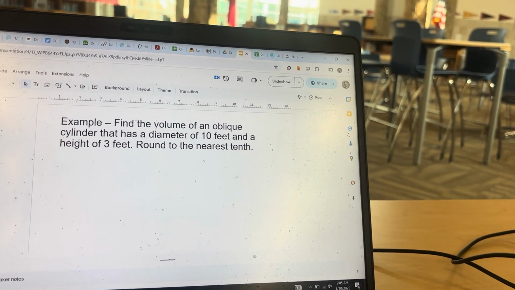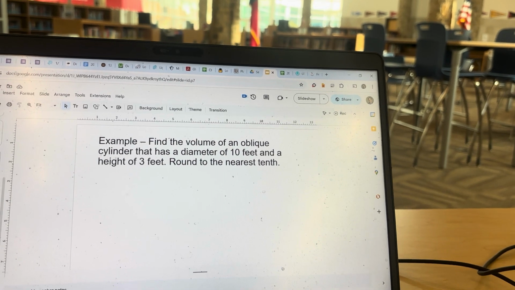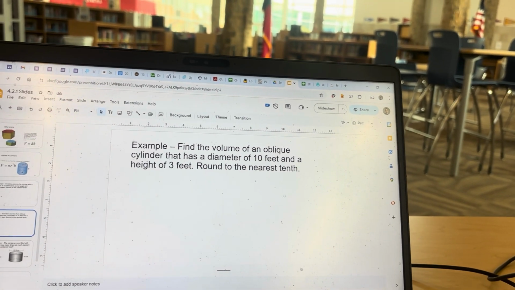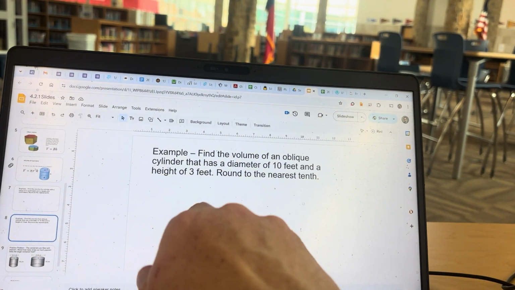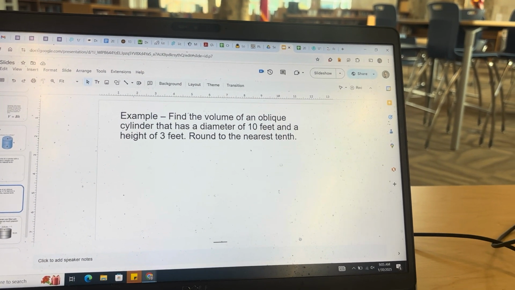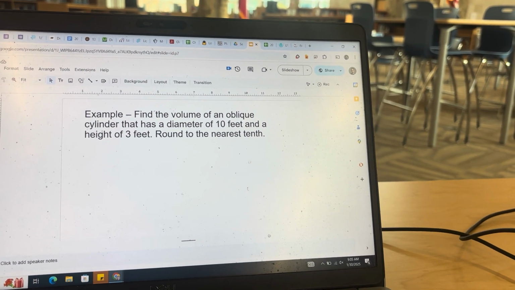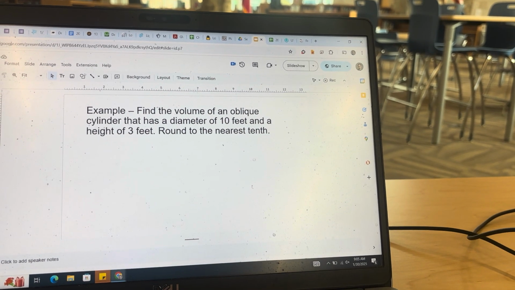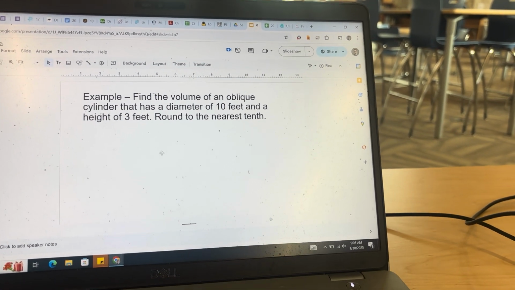On the next one, it says a diameter of 10 feet. Be careful on that. Remember, diameter is all the way across the circle, and we just want the radius. We just want half of it. So half of 10 is going to be 5. 5 squared is 25. 25 times 3 is 75. So this would be 75 pi.